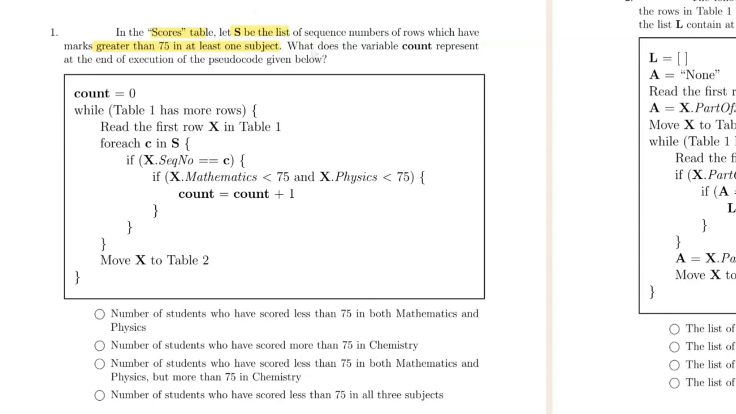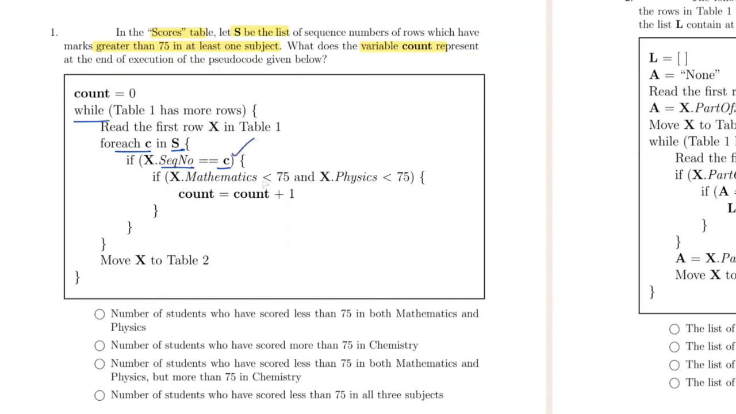Okay. Then we have to tell what the variable count represents at the end of execution of the pseudocode given below. The pseudocode starts with initialization of an integer count equal to 0. Then we have a while loop, and we read the first row x. For each c in S, if the sequence is equal to c. So basically we are taking a card whose sequence is c. So definitely this condition will be satisfied.